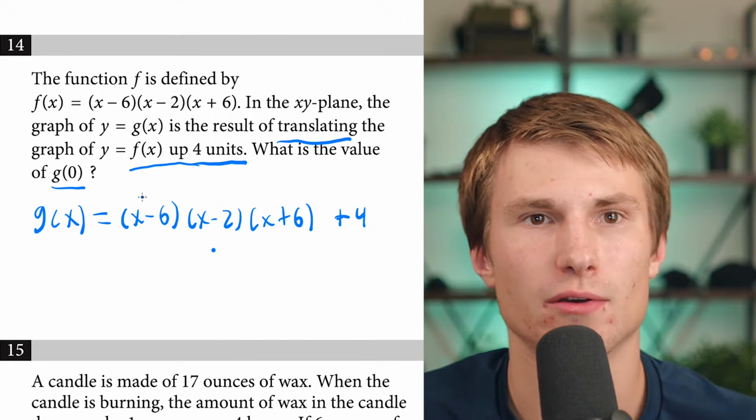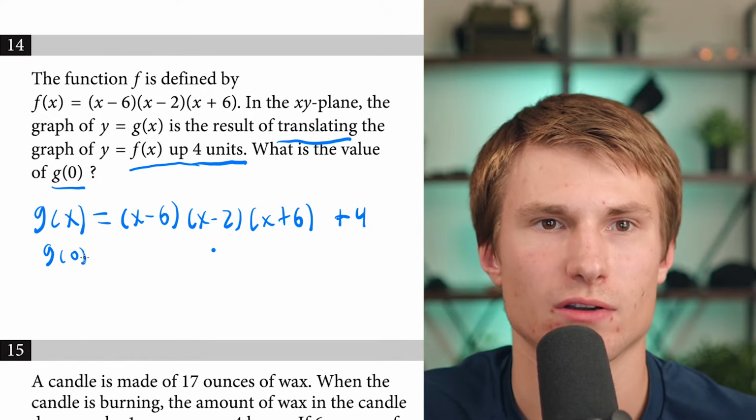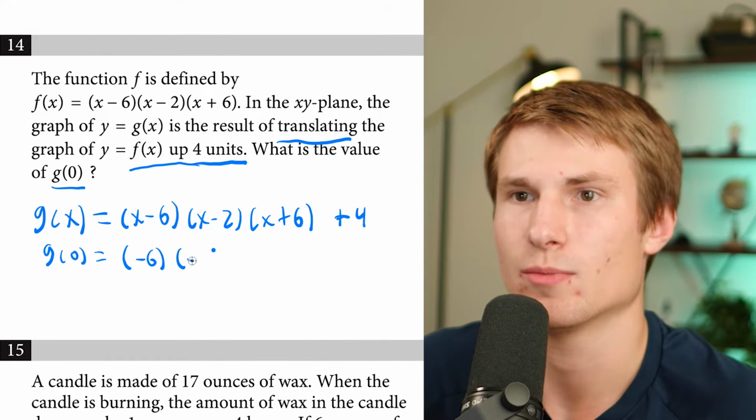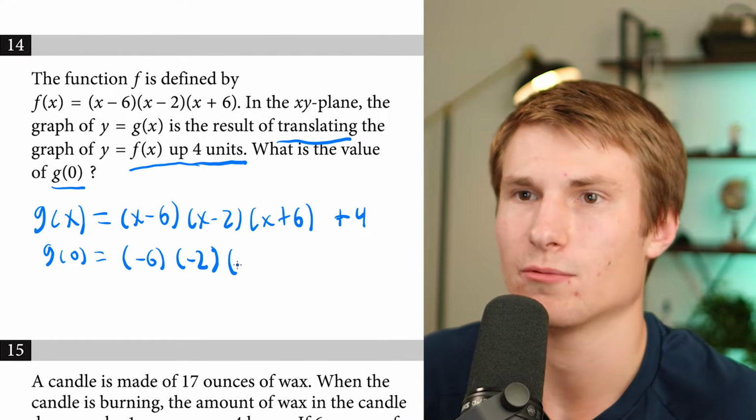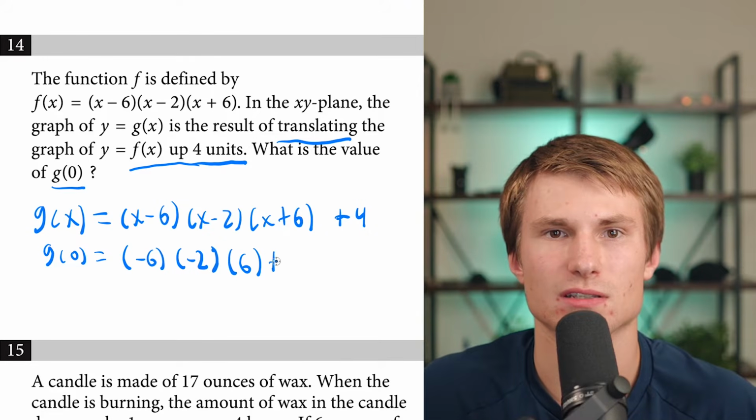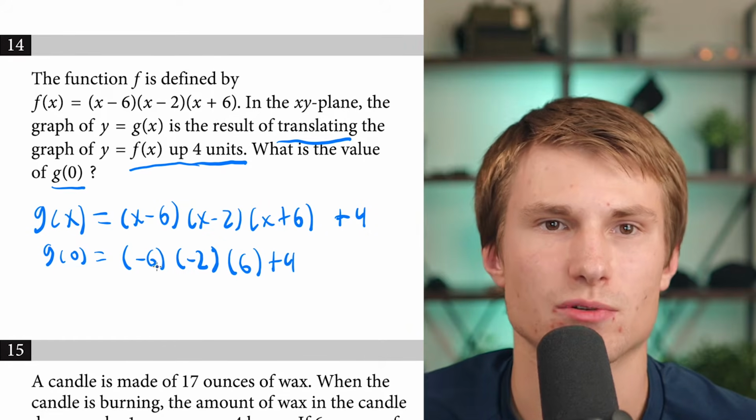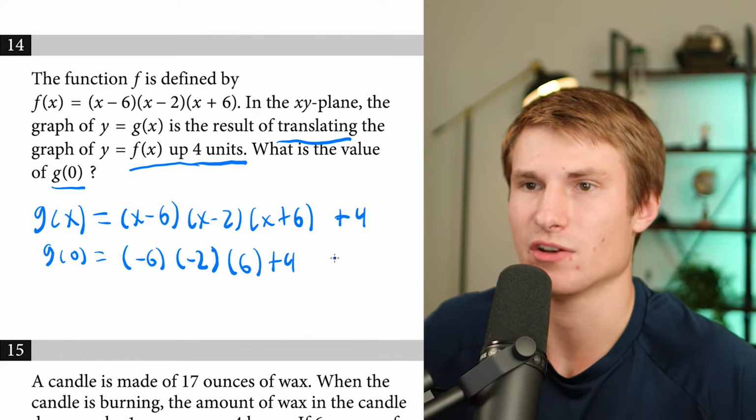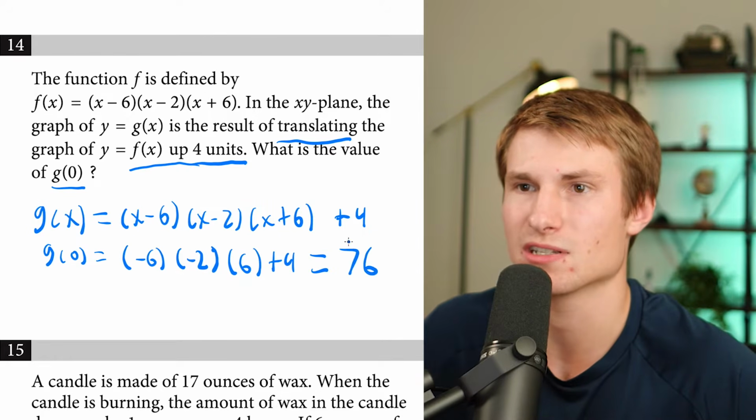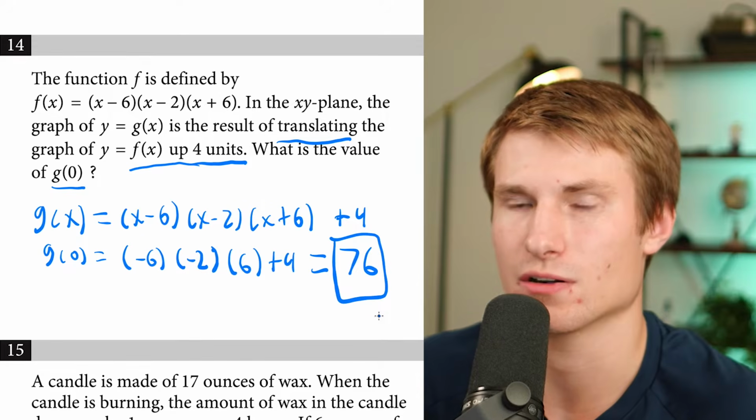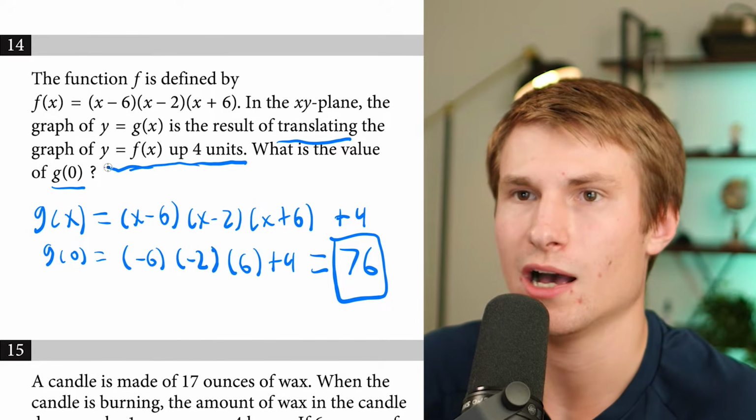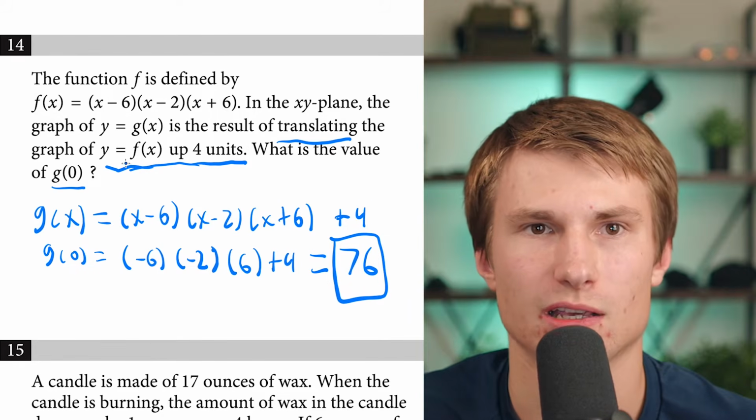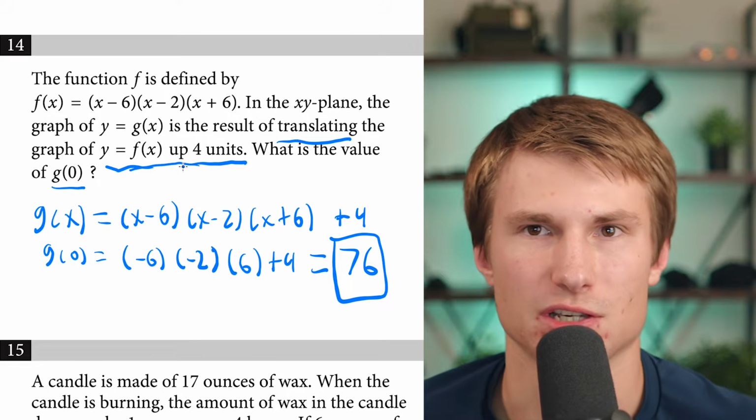Now we're asked for the value of g of 0. Okay, so for g of 0, we just put in 0 for x. So 0 minus 6 will give us negative 6. 0 minus 2 will give us negative 2. And then we'll have 0 plus 6, which will give us positive 6. And then we'll have to add 4 on top of this. So negative 6 times negative 2 will give us positive 12. Positive 12 times 6 will give us positive 72. 72 plus 4 will give us positive 76 as the value for g of 0. Key thing here is understanding how to do this translation. You're just going up 4 units. So you have to make sure that you understand how to get from f of x to g of x by applying that translation of up 4 units.